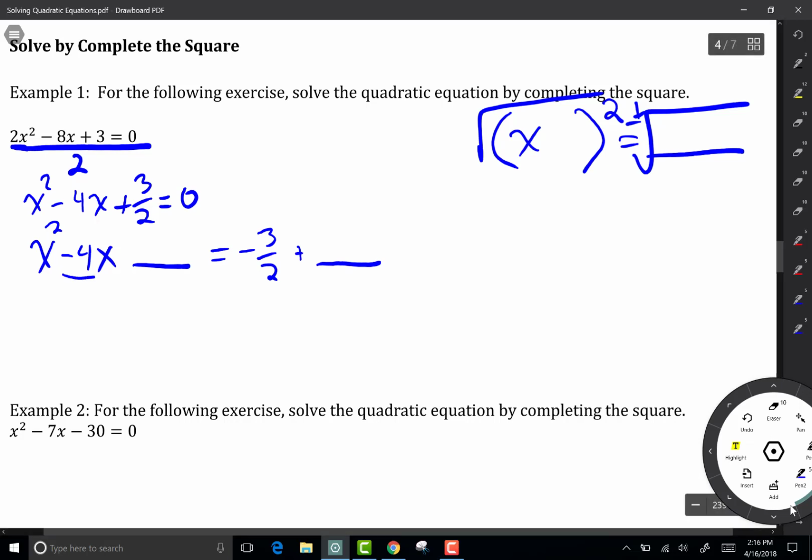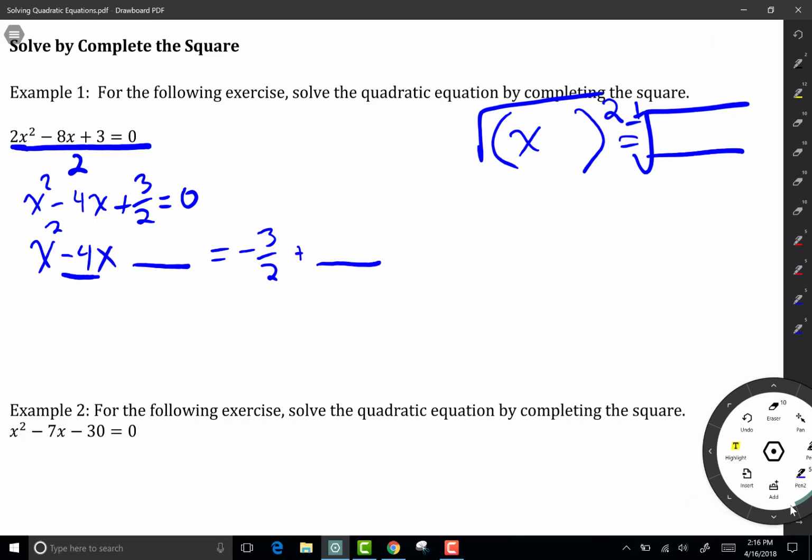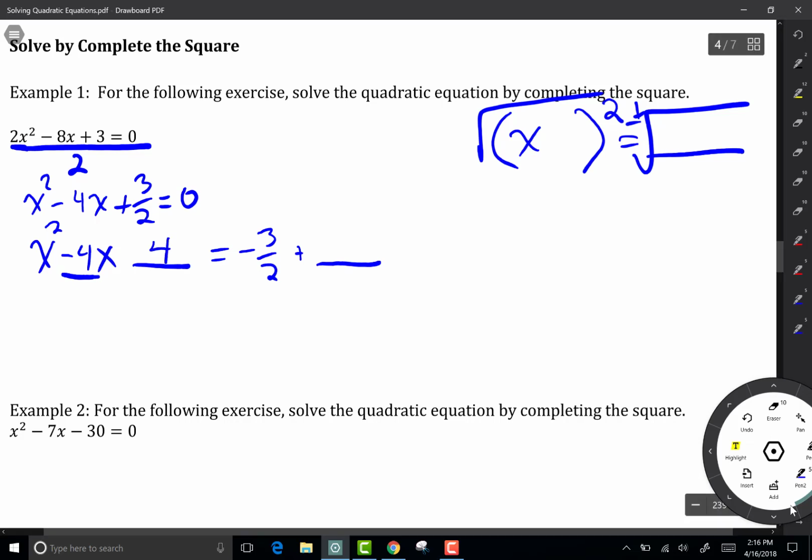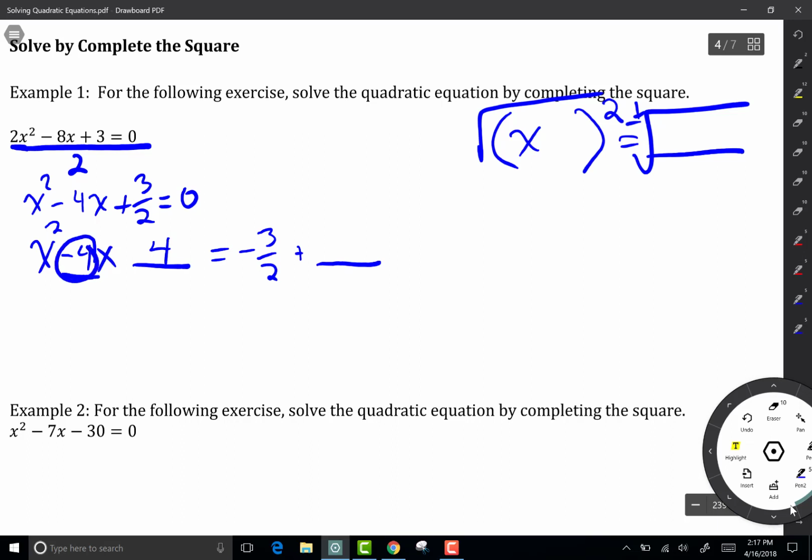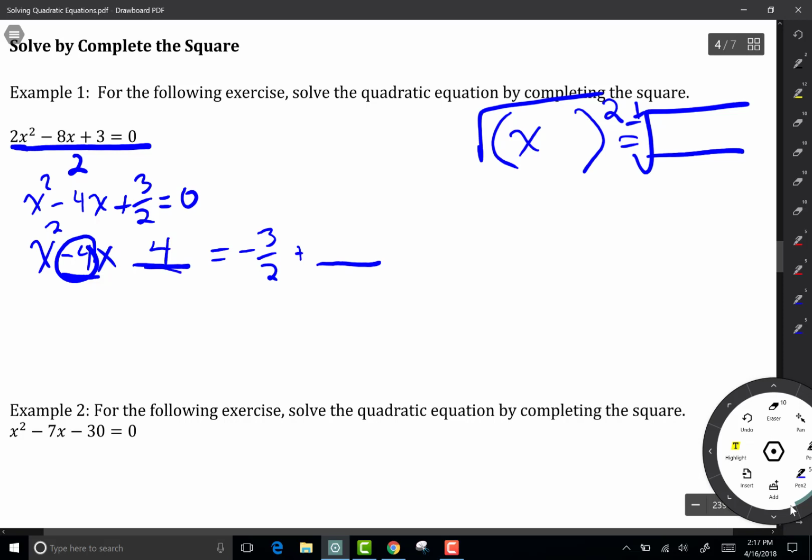Now, in order to complete the square so that I have a perfect square, I need to take half of the middle term, which is -4. I take half of that, which is 2, and I square it. So 2 squared is 4. So I take half of -4 and square it. Now the sign doesn't matter because when you square it, it's going to end up coming out to be positive anyways. But whatever I put on this side, I also have to add in on this side to keep my equation balanced.